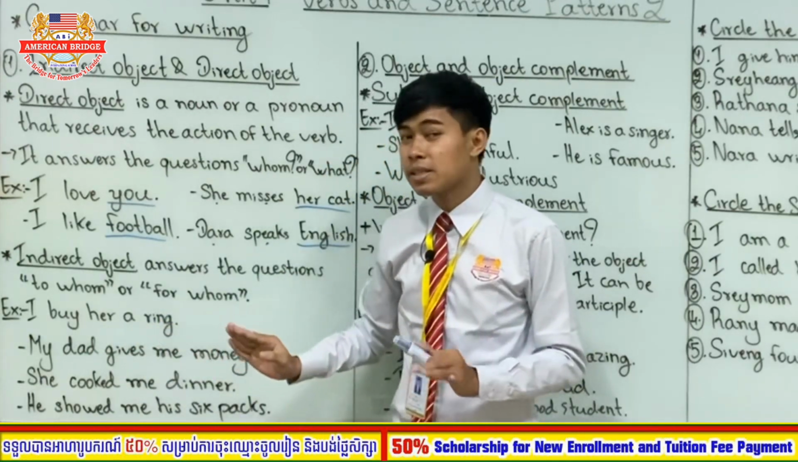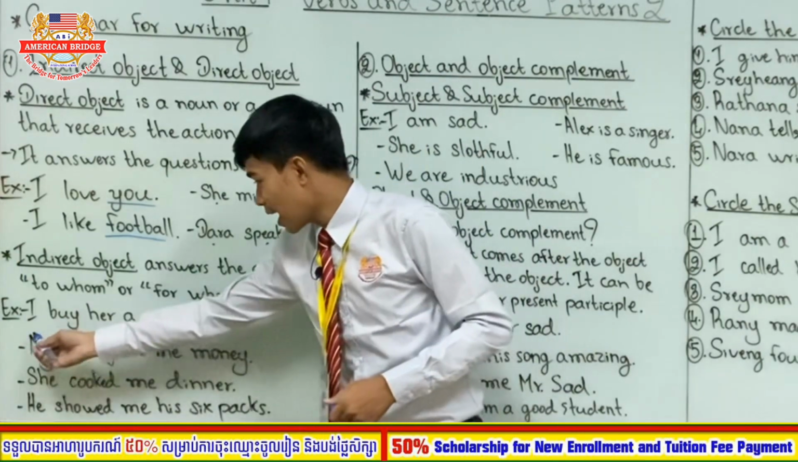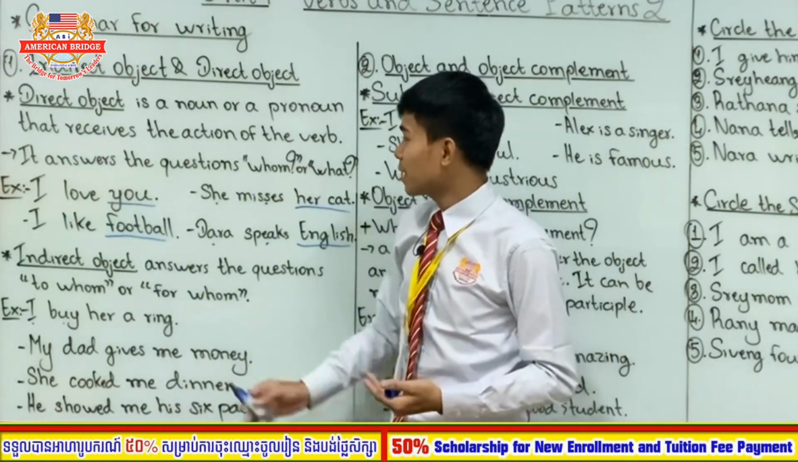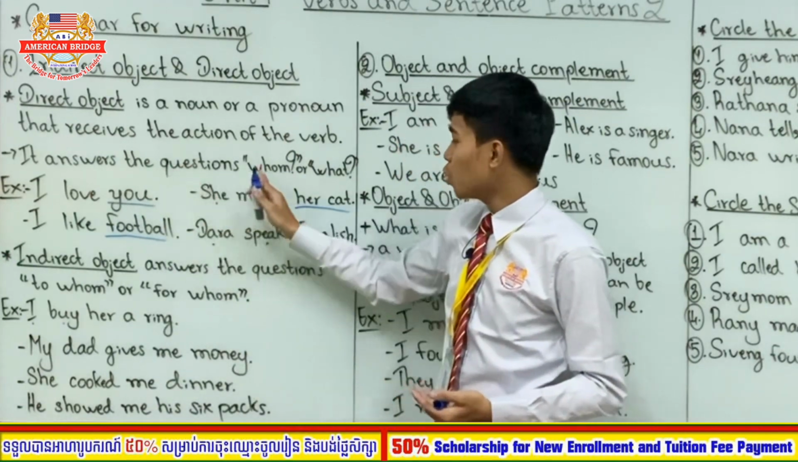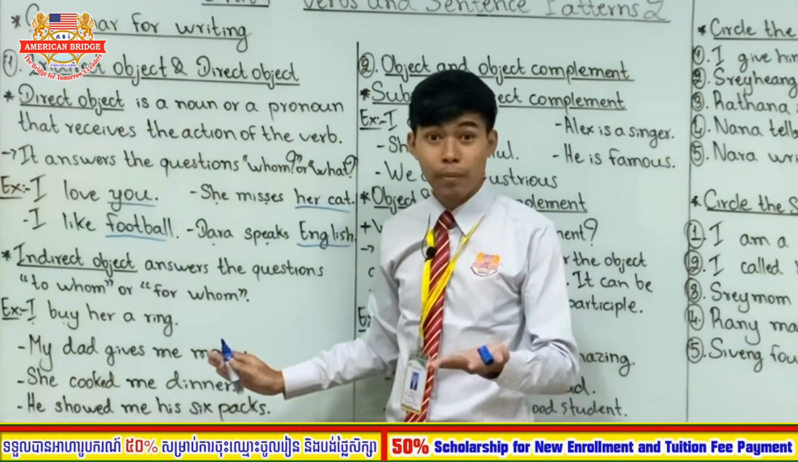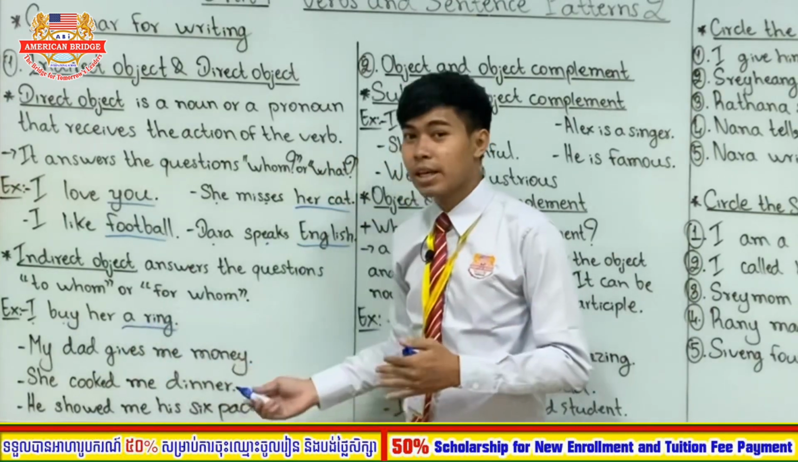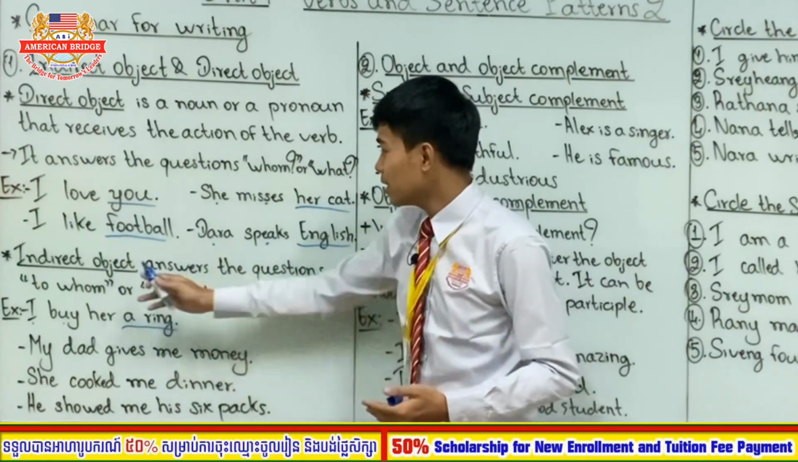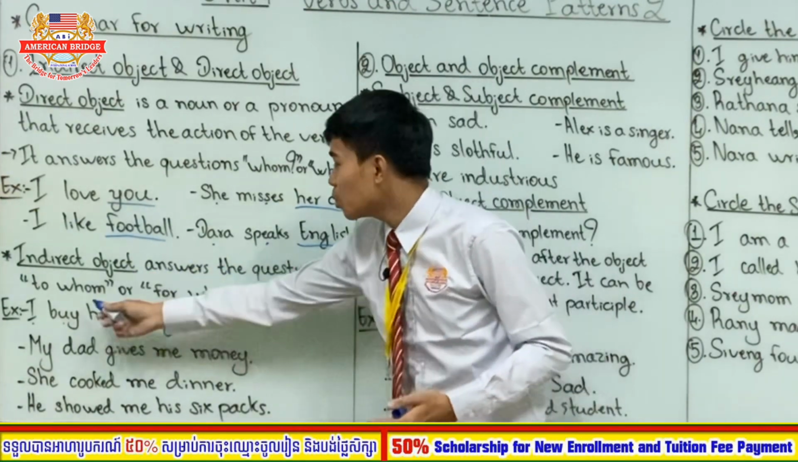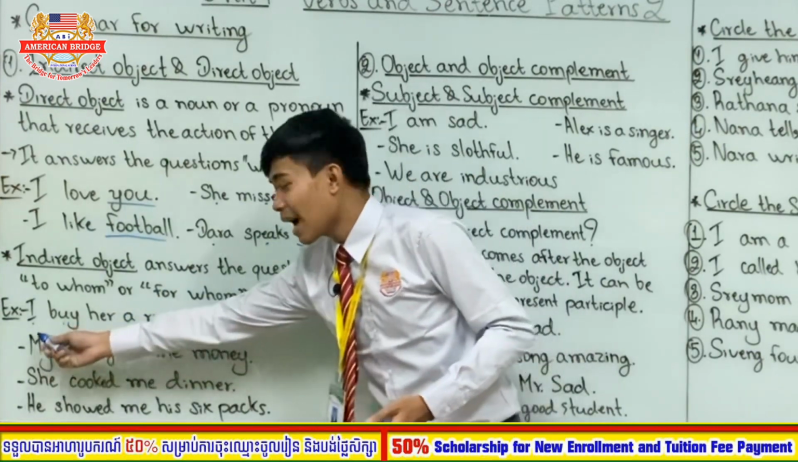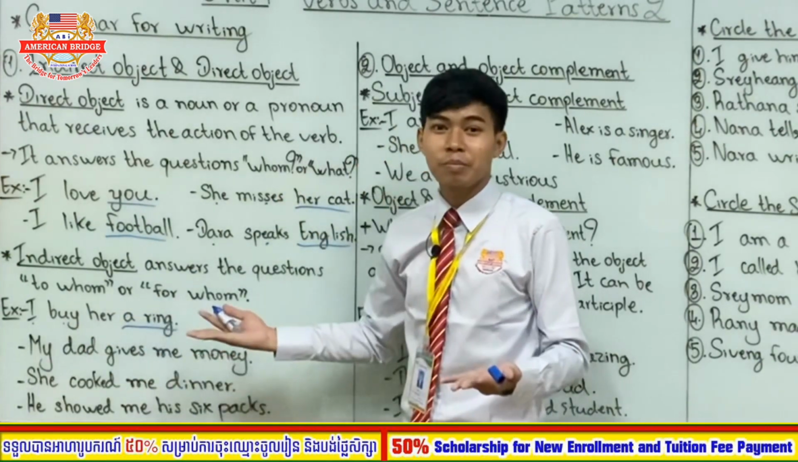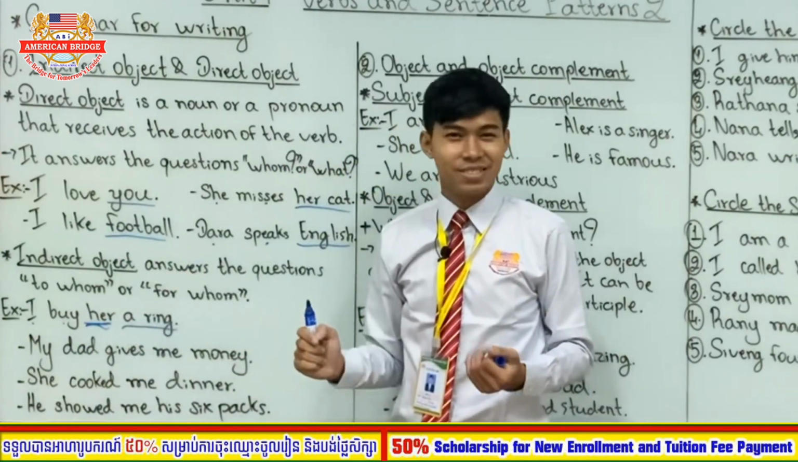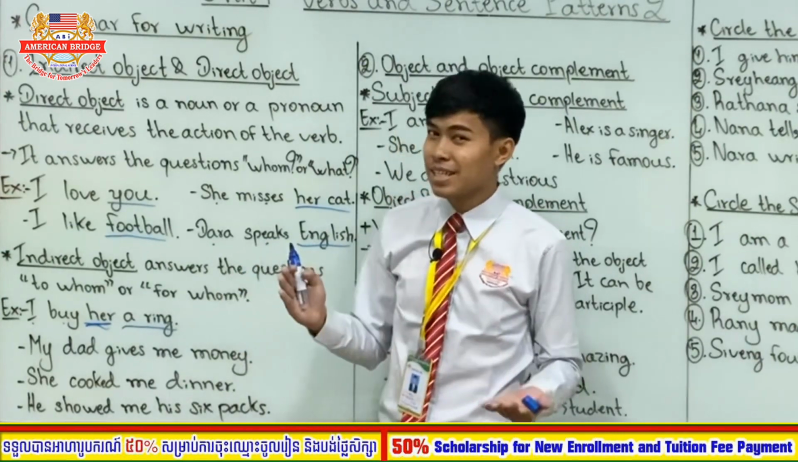So now let's identify. The subject is I, right? And the verb is buy. How about the direct object? So again, direct object answers the questions whom or what. I buy what? I buy a ring, right? So a ring here is the direct object. How about the indirect object? So indirect object answers the questions to whom or for whom. So I buy a ring for whom? For her. So her here is an indirect object. Easy, right? Let's go to the second example.